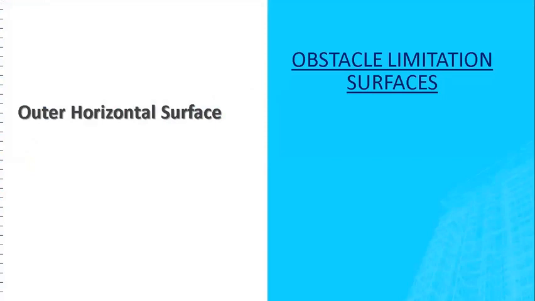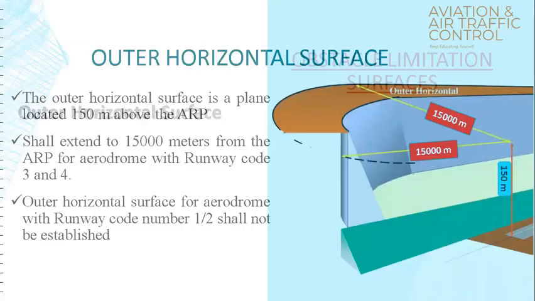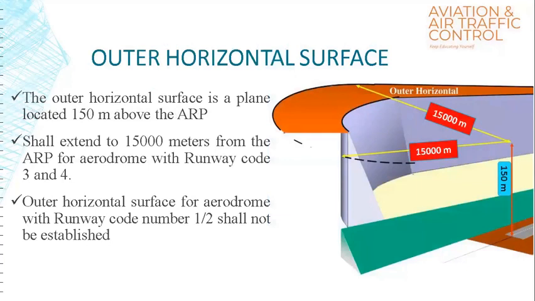Now we will discuss the outer horizontal surface. The outer horizontal surface is a plane located 150 meters above the inner horizontal surface. It shall extend to a 15,000 meter radius from the aerodrome reference point for aerodromes with runway code 3 and 4. Outer horizontal surfaces for aerodromes with runway code number 1 and 2 shall not be established.